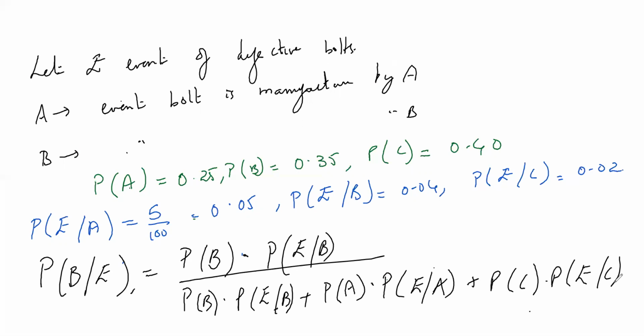So P of B is what? Everything is given in the question itself. P of B is 0.35, E by B, defective bolt produced by machine B, 0.04. So one of the products is taken at random and it is found in B. That only we are going to find out by using Bayes' theorem. Whenever we get the question random, we have to use what? Bayes' theorem. Now we have to just simply substitute the values and keep.